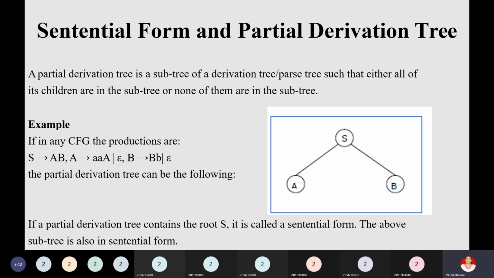This is called a sentential form, or if you draw a tree for that, it is called a partial derivation. If a partial derivation tree contains a root S, it is called a sentential form. The subtree is a sentential form. So if you take a partial tree which has a root, then it is called a sentential form.